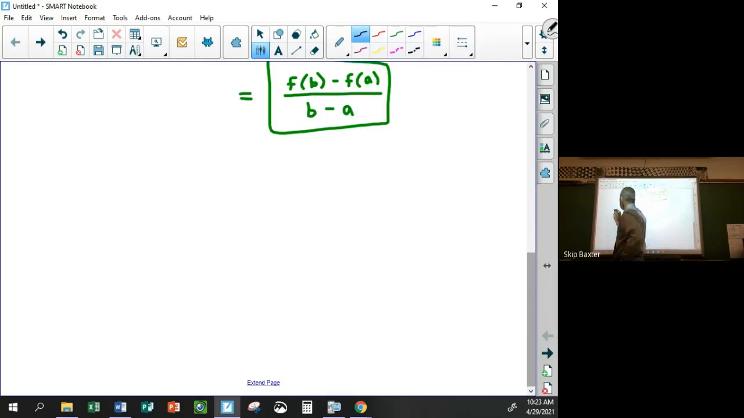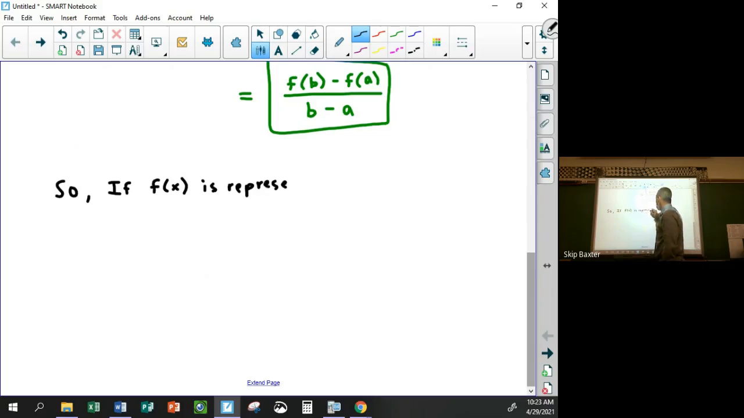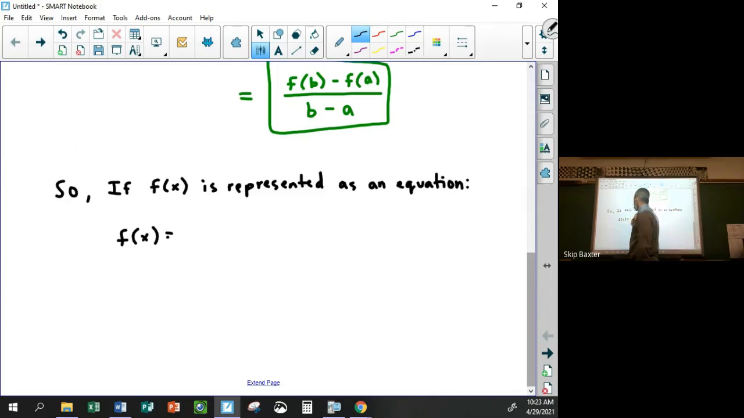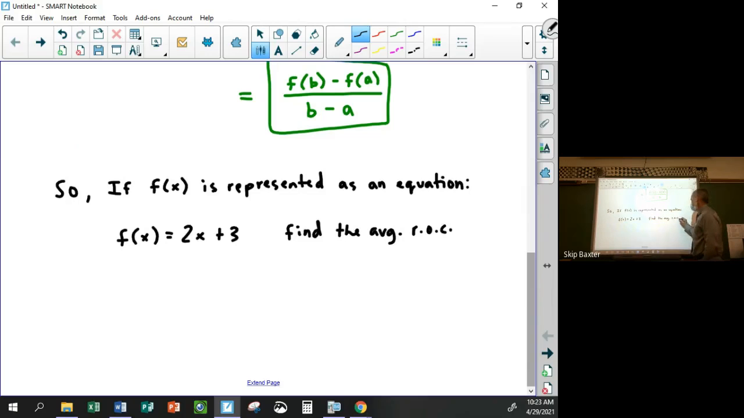So if f of x is represented as an equation, like for example, f of x equals 2x plus 3, and they said something like, find the average rate of change for -2 ≤ x ≤ 6.